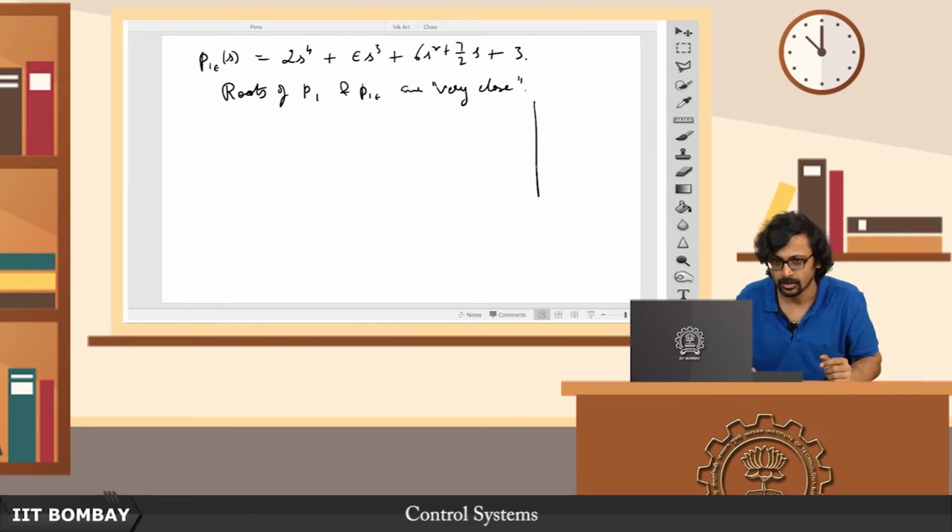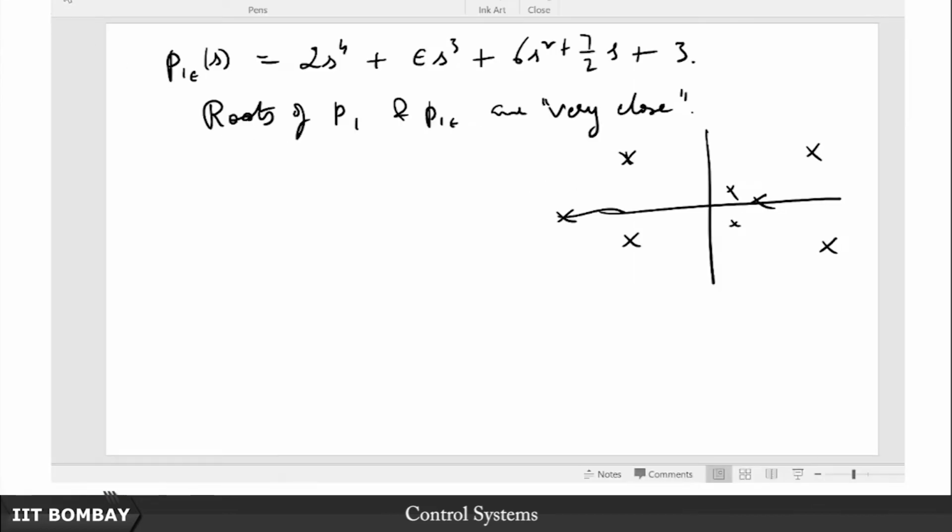So there is only one situation where you might run into trouble here. Suppose all the roots of P1 are either in the open left half or in the open right half, like so. Then the roots of P1 epsilon, so let us say the black ones are roots of P1, and the blue ones I am going to draw circles around. So these are very small circles, epsilon size circles, okay. It is a continuity argument as we generally do, okay.